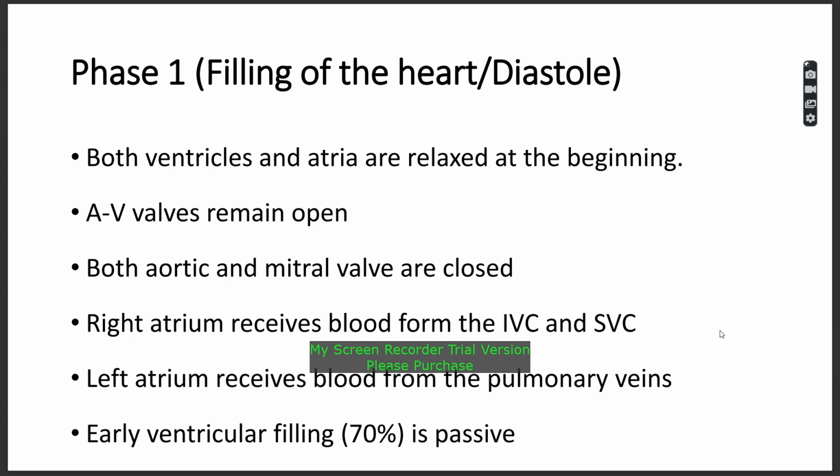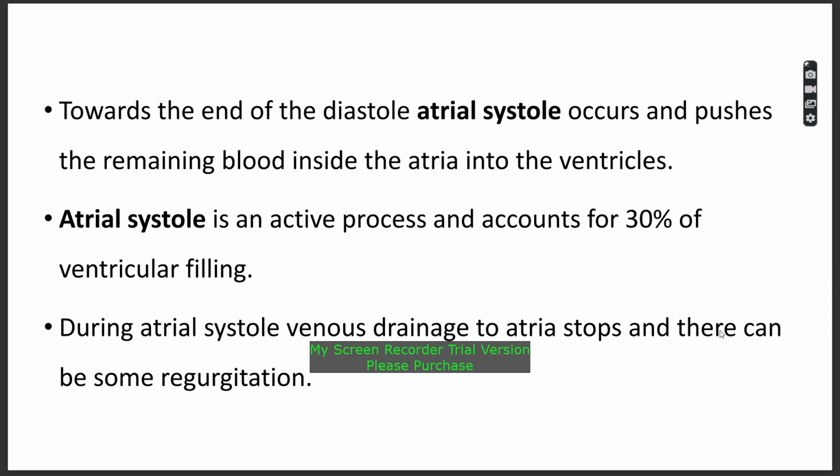The right atrium receives blood from the inferior vena cava and superior vena cava. The left atrium receives blood from the pulmonary veins. Early ventricular filling, 70%, is passive. Towards the end of diastole, atrial systole occurs and pushes the remaining blood inside the atria into the ventricles. Atrial systole is an active process and accounts for 30% of ventricular filling. During atrial systole, venous drainage to the atria stops and there can be some regurgitation.